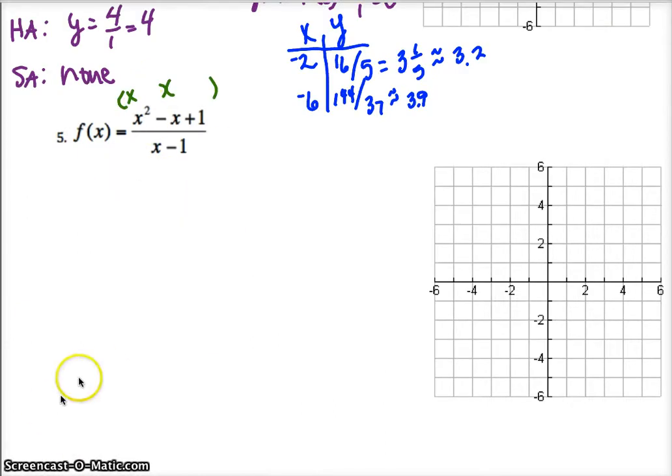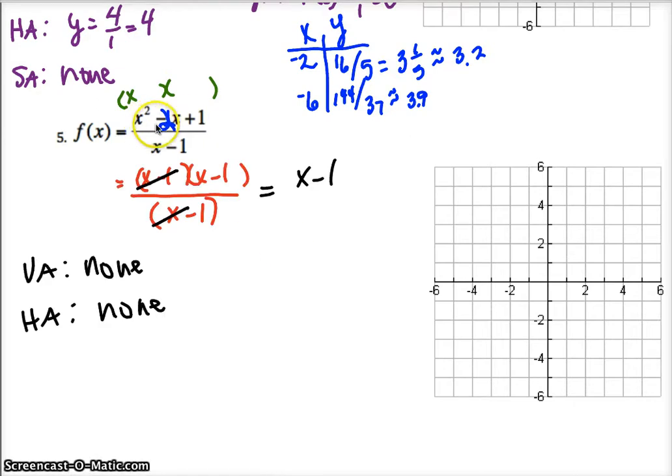Number 5 has a typo in it. I need you to make the coefficient of -x -2. That does not look like a 2 at all. So make this x squared minus 2x plus 1. Now please find your vertical and horizontal asymptotes.